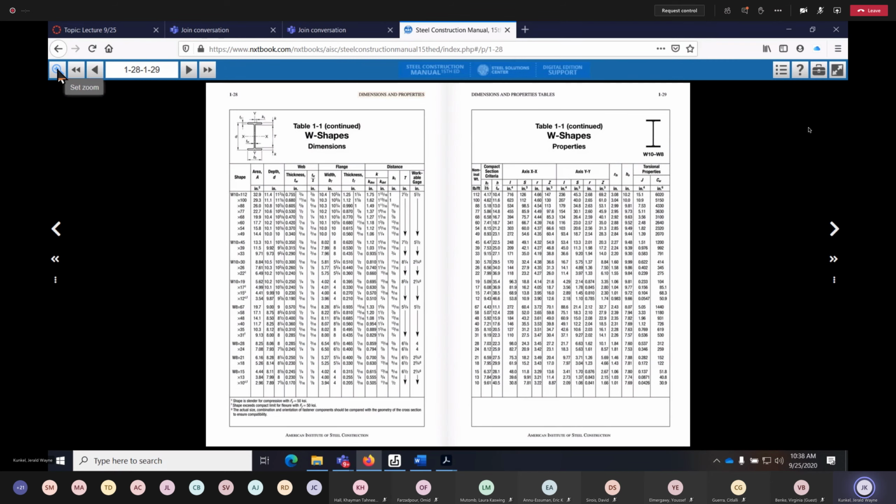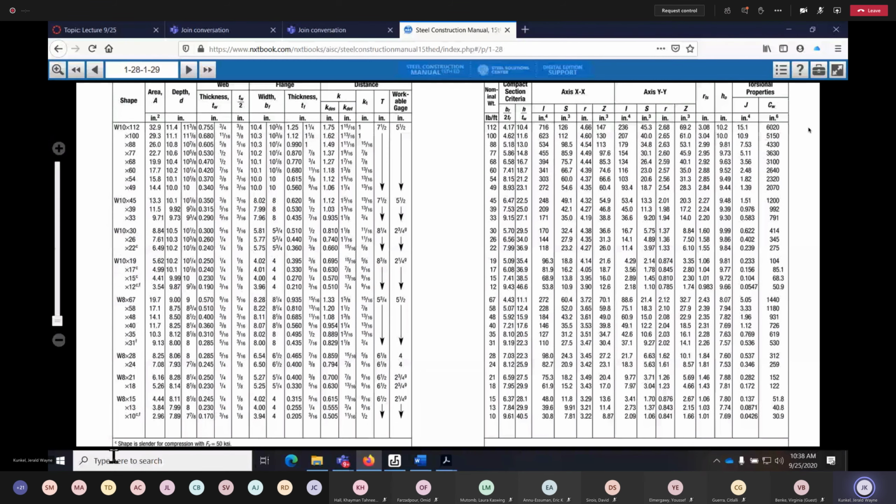Down here at the bottom, there's the W8s. Is there a W8 that weighs less than the W6 by 25 and has the area that we need? Well, we'll read up the W8s and we get right there. A W8 by 28 has 8.25 square inches of area. It appears to be a winner, except it's heavier than the 6 by 25. The 6 by 25 weighs 25 pounds per foot. The W8 by 28 weighs 28 pounds per foot.